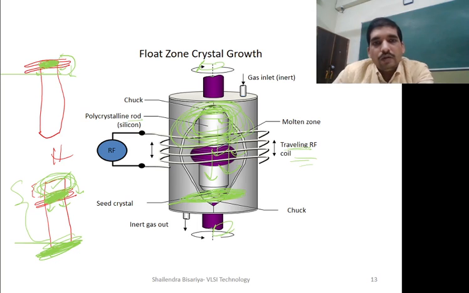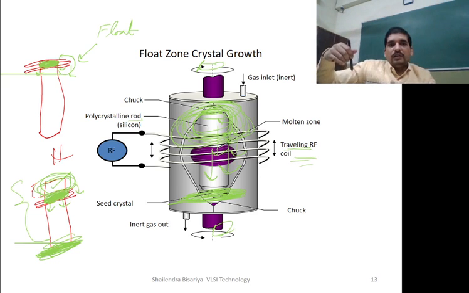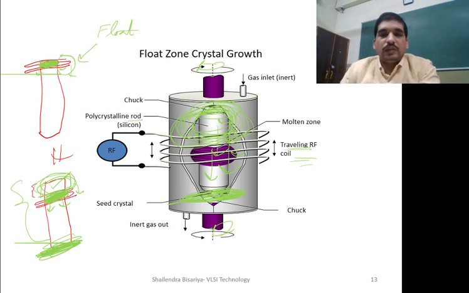Okay, this is how this floating zone works. The name is floating zone because wherever the RF coil is, that zone becomes floating. That is basically a floating zone, obviously, right? So the floating zone moves from top to bottom, and hence refining, the impurities collect at the bottom side. So this is about the float zone crystal growth process.